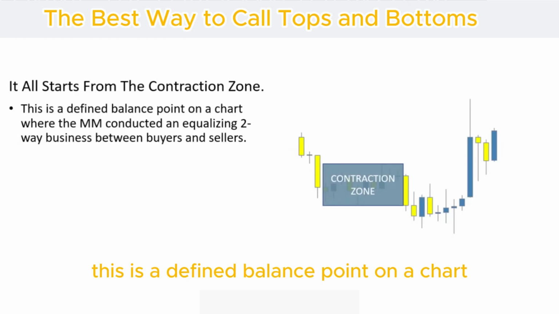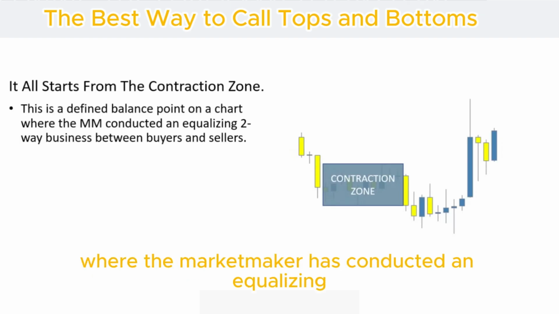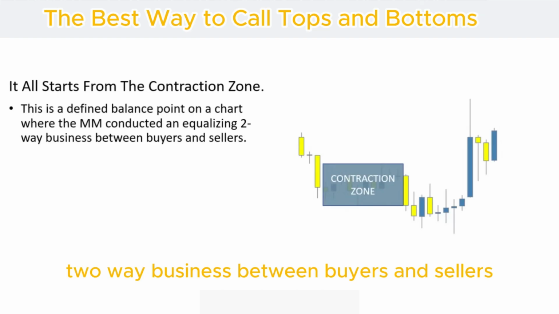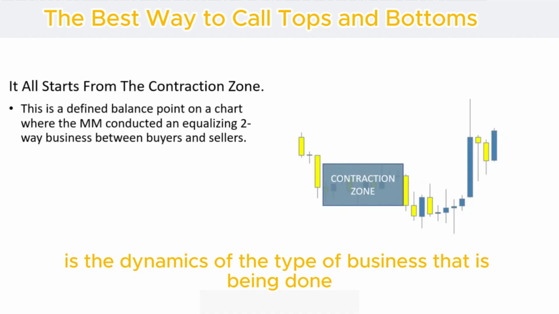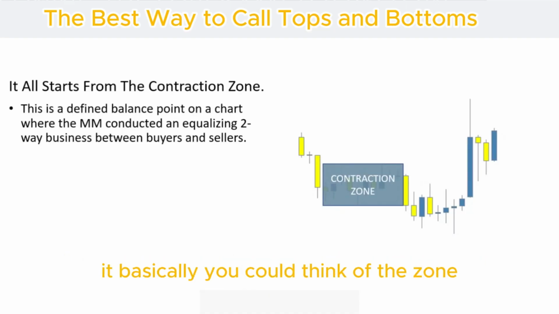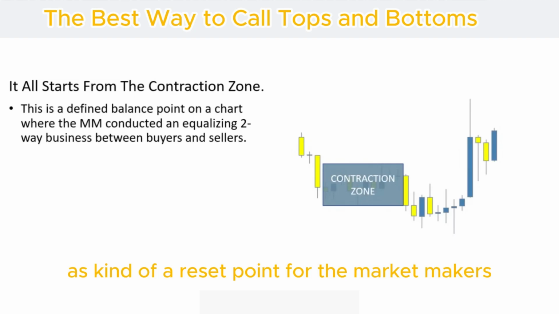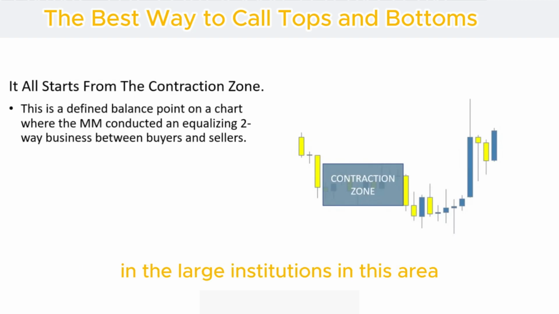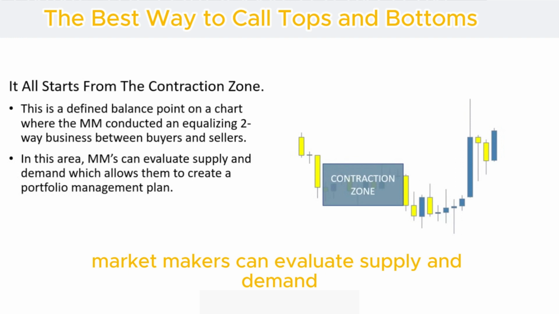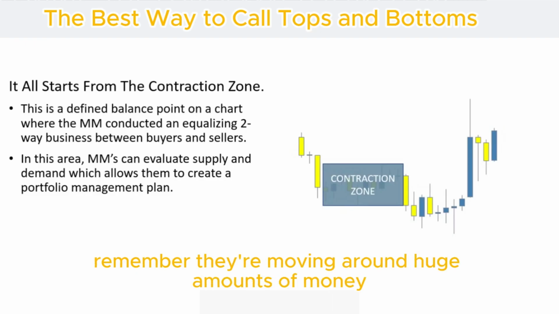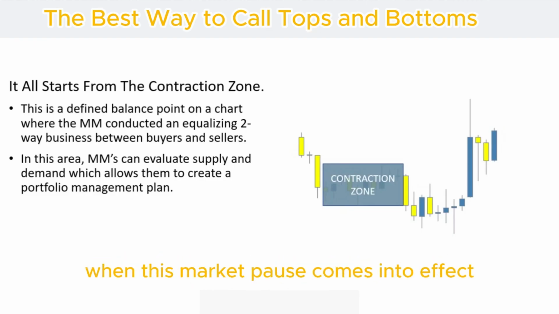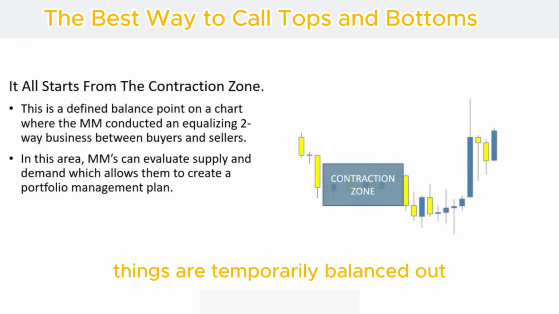And I'm going to take a few minutes and explain the significance of the zone. This is a defined balance point on a chart where the market maker has conducted an equalizing two-way business between buyers and sellers. So what creates this box or these zones is the dynamics of the type of business that is being done. You could think of this zone as kind of a reset point for the market makers and the large institutions. In this area, market makers can evaluate supply and demand, which allows them to create a portfolio management plan. Remember, they're moving around huge amounts of money. When this market pause comes into effect, things are temporarily balanced out. They can assess supply and demand and figure out what their next move is.